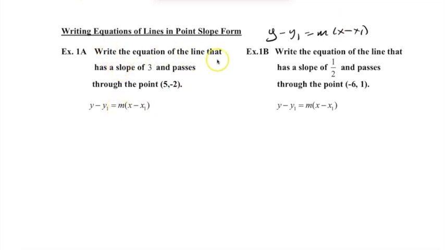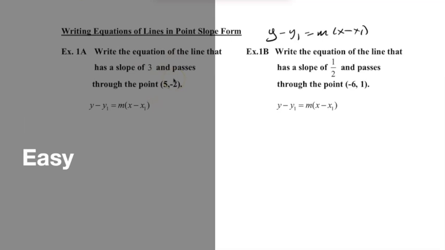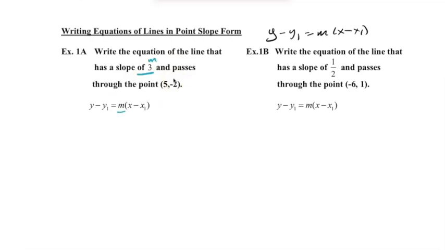Anyway, write the equation of a line that has a slope of 3 and it passes through the point 5, negative 2. Doing that in slope-intercept form is not a lot of work, but it's work. Doing that in point slope form, done. Easy. There's my slope. That goes here. Here's my x1, my y1. That goes here and here. Simplify a little bit. Y plus 2, write the two negatives, make a positive. 3 times x minus 5. And you are done.